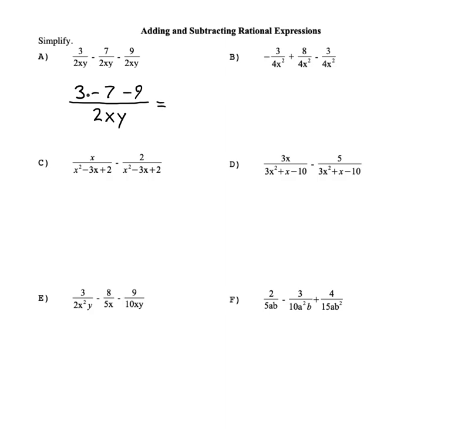So this is going to be 3 minus 7, which is negative 4. Negative 4 minus 9 will be negative 13. Negative 13 over 2xy will be our final answer.